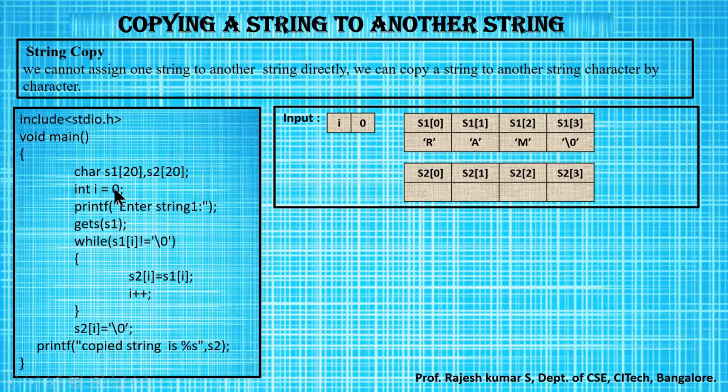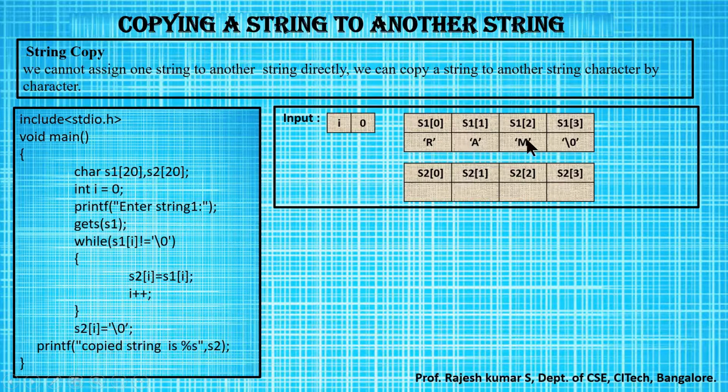Then we are using a variable I equal to 0, as I have already told you why we use I equal to 0, because an array starts with 0. By using this variable, I'll be accessing the first value, second value, third value, like that. So we are initializing the I value to 0. Then the next thing is, I'll ask the question, enter the string 1. As soon as the user sees this question, the user will enter one value. That value is stored in S1 with the help of unformatted input, that is, gets is a function. Using this gets function, I can store the value inside S1.